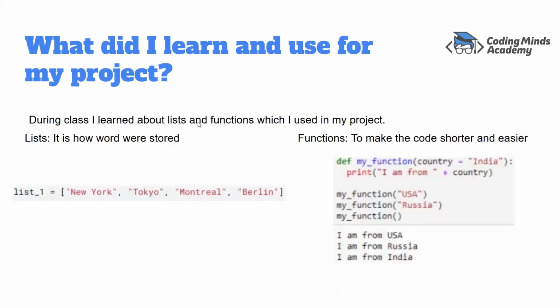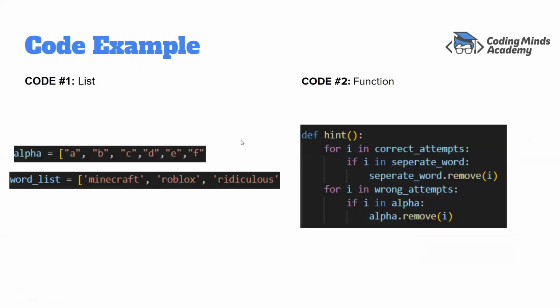So I learned about lists and functions, which I use in my project. The first one here is an example of a list. A list will store words or some data you want to memorize. In functions, you can make the code shorter and easier to modify or to read. So this is some example in my project that I used.